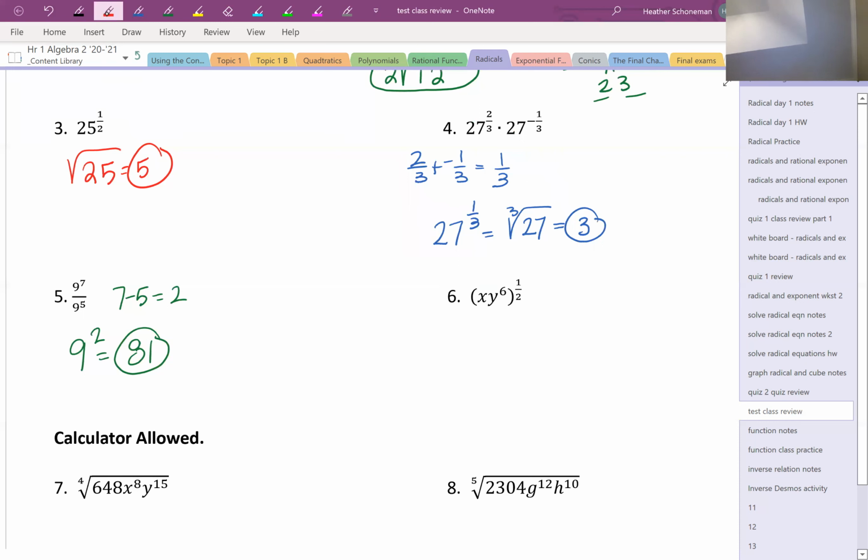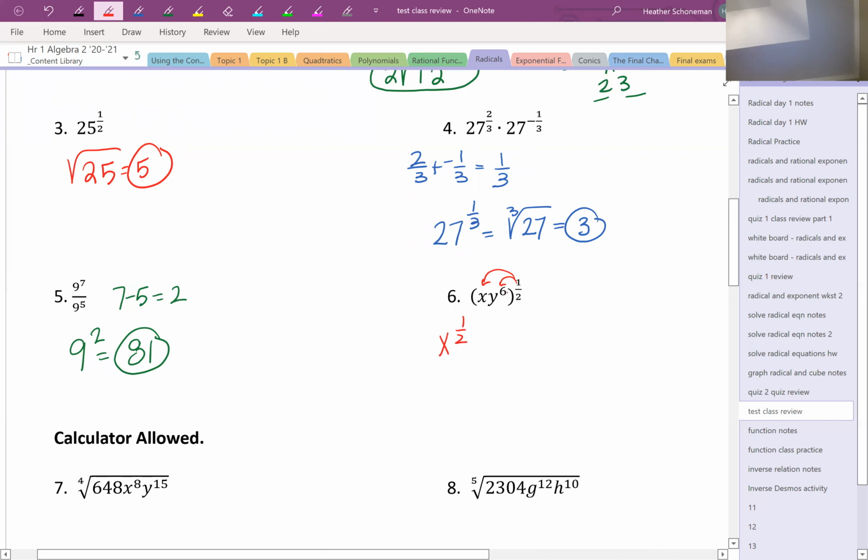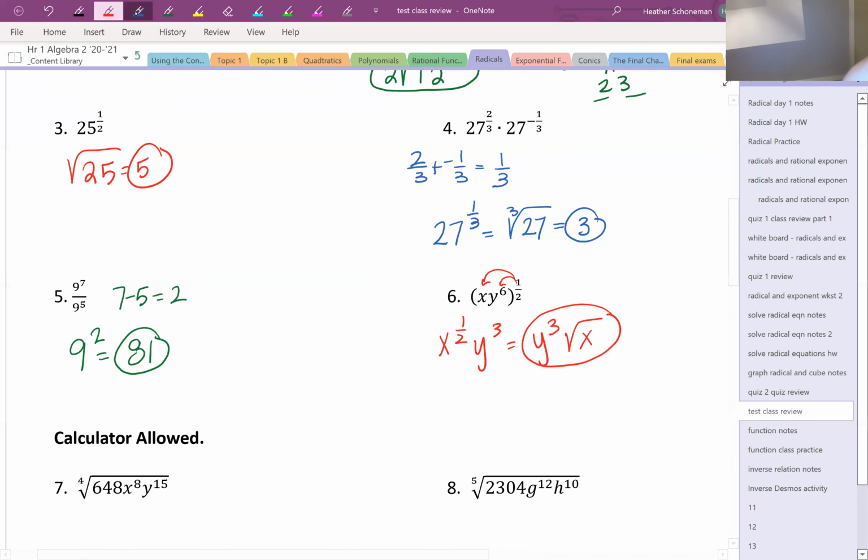Number 6, this is power to a power, so we're going to distribute that 1/2 to each one of those. So x to the 1/2 power is just x to the 1/2. For y, we have 6 times 1/2. Well, half of 6 is 3, so we have y to the 3rd. So we're almost done with our answer, but we can't leave it that way. The y to the 3rd can stay because it doesn't have a fractional exponent, but we need to rewrite the x. Notice I'm going to put the y to the 3rd in front so it doesn't look like it's under the radical. Anything to the 1/2 power is just the square root, and there's our answer.